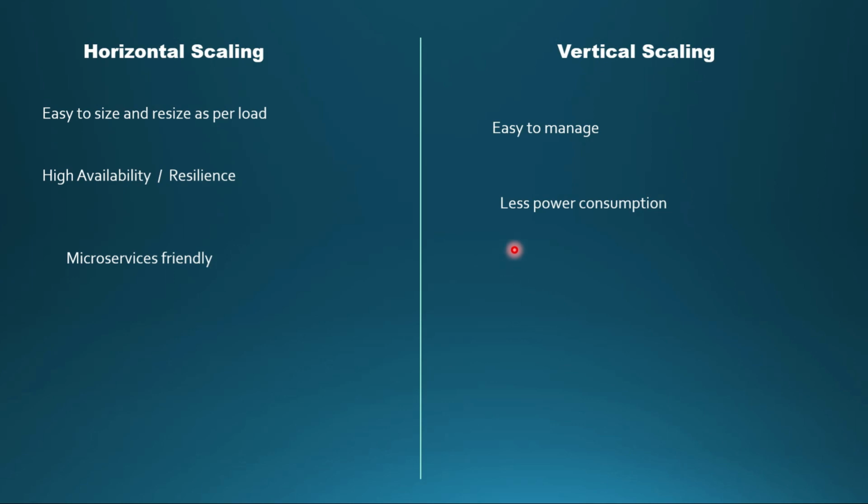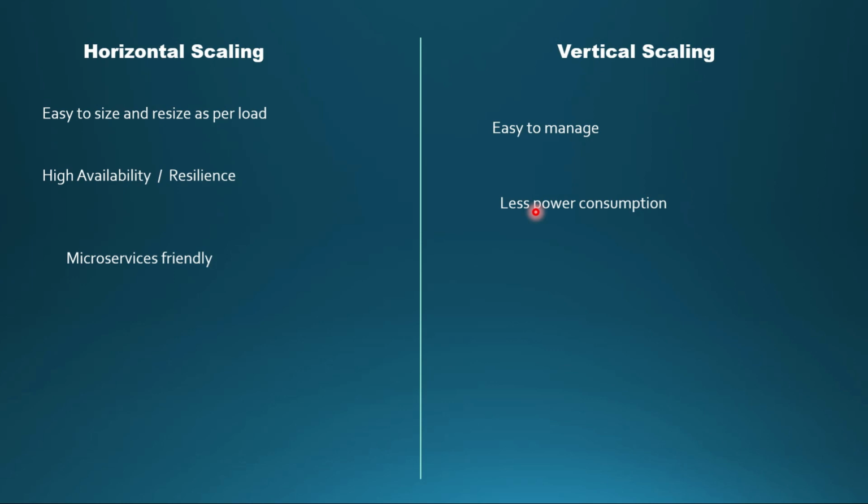For vertical scaling, one advantage is that it is easy to manage. Why is that? Because if you have multiple machines or nodes, then data consistency between them is a challenge, right? A database operation may be atomic, so you have to lock other things and manage them. That problem does not occur in vertical scaling, because only one machine is there. And obviously, as the number of machines is less, the power consumption will also be less.